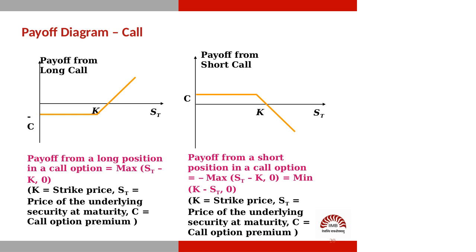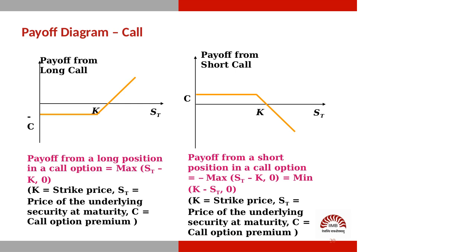Now, let's take some numbers, right? Let's say the strike price K is 100. Let's say the premium is 10. So K plus the premium is 110. I'm saying the strike price, the price at which I can buy, is 100, and the premium is 10.